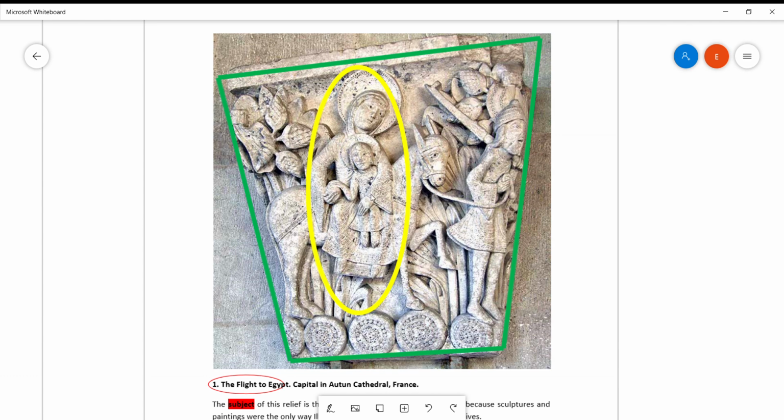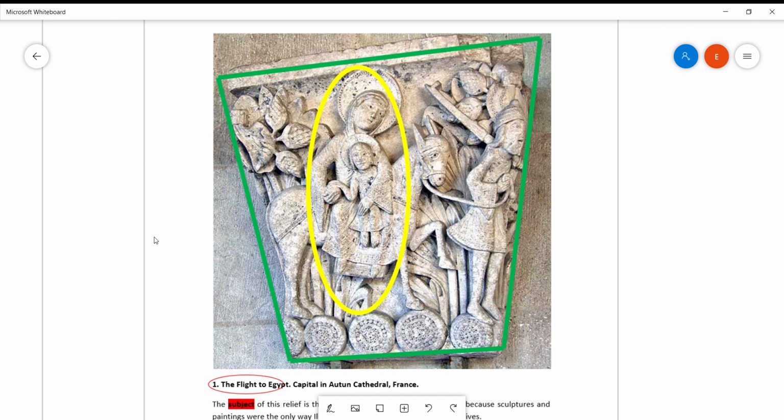The other thing is that they are going to represent the main characters larger than the others. Here, for example, we have the Virgin Mary, who is larger than Saint Joseph, and is in a central position, while Saint Joseph is on one of the sides. He is considered the husband, but he is considered to be less important than the Virgin Mary.